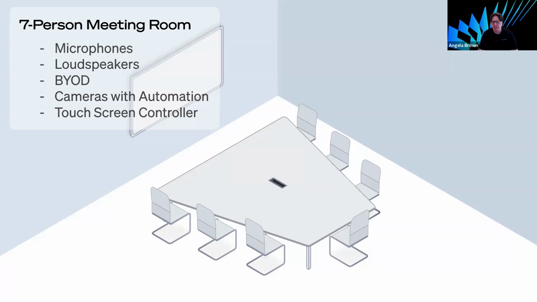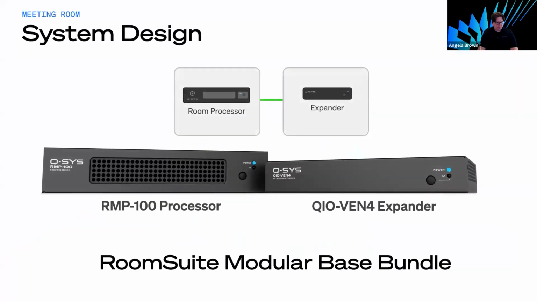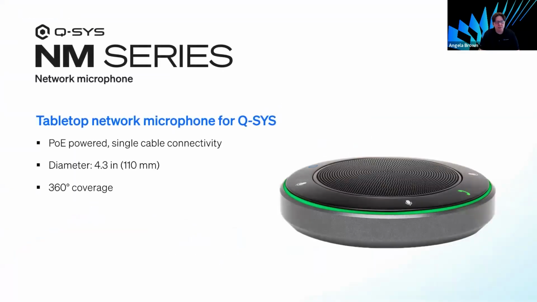So what does that look like with RoomSuite Designer? Let's start with the base bundle. So we start with the base bundle. We have the room processor behind the display, expander at the table. And we're going to go ahead and throw a couple of table microphones. I think we could probably get away with 2 in that space with that size table.